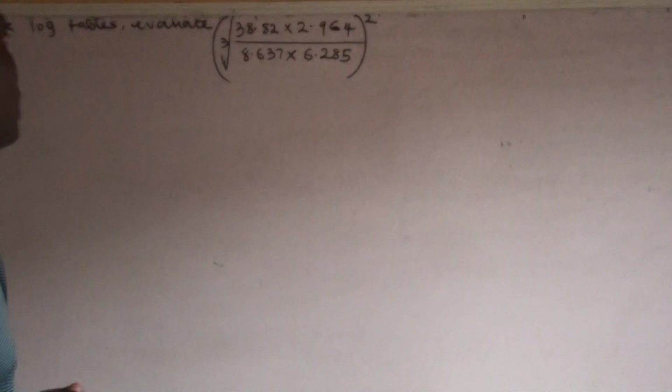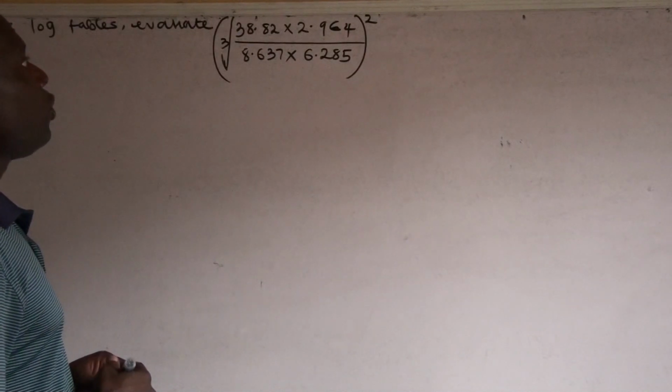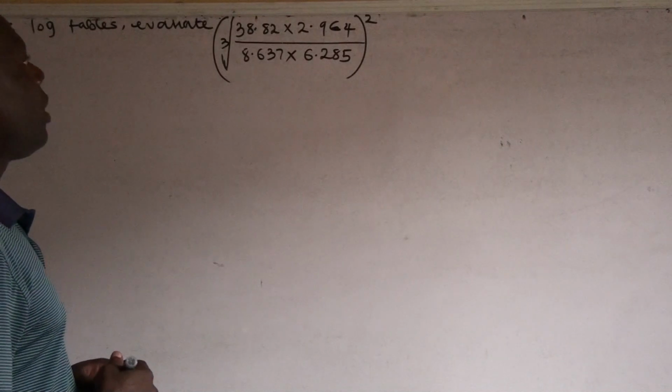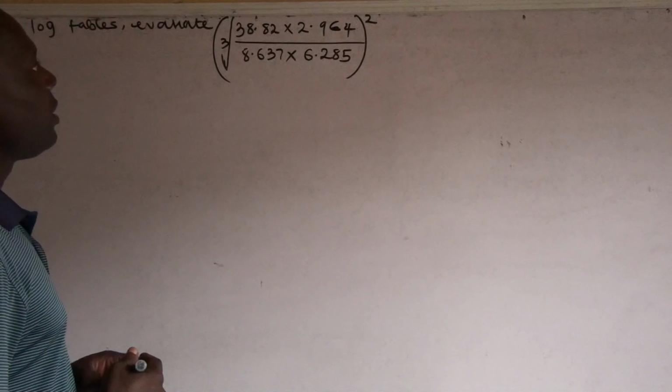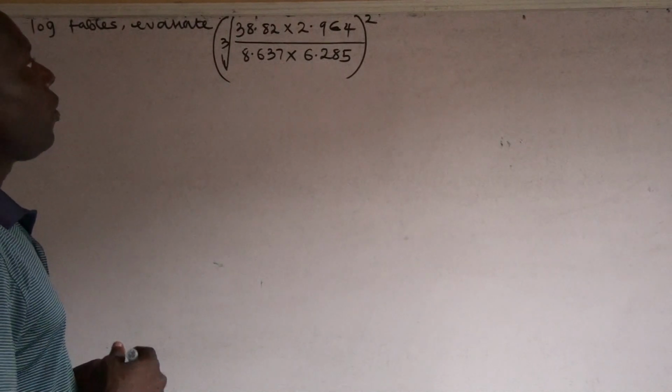So the given question is open brackets, the cube root of 38.82 times 2.964 all over 8.637 times 6.85 close bracket raised to power 2. Here we use the table to evaluate this.